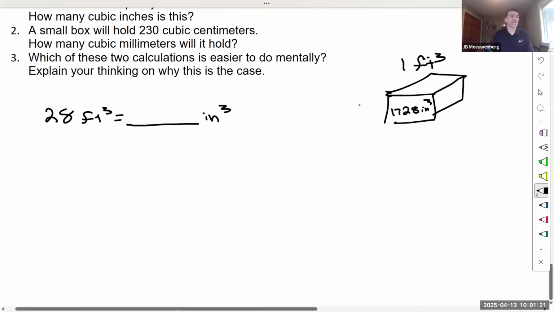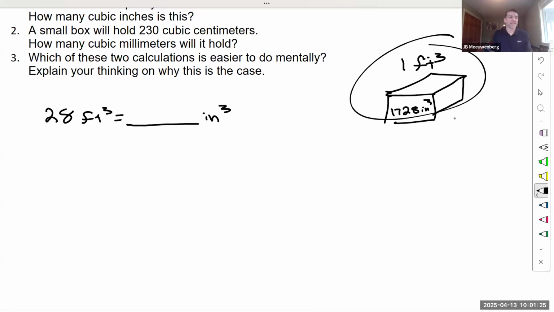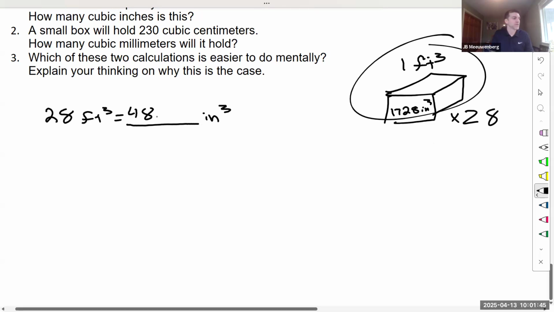If we have 28 cubic feet, it means it's 28 of these things. We're going to have 28 of them, which means we need to take that number, 1,728, and multiply it by 28. When we do that, we are going to get a total of, pretty big number, 48,384 cubic inches. So a pretty big number.